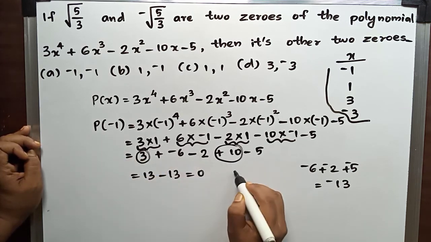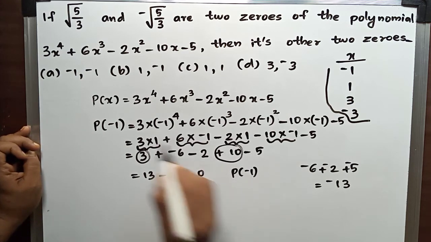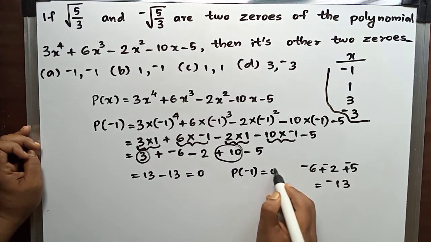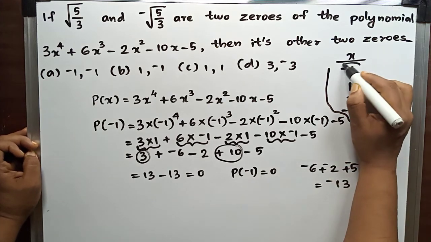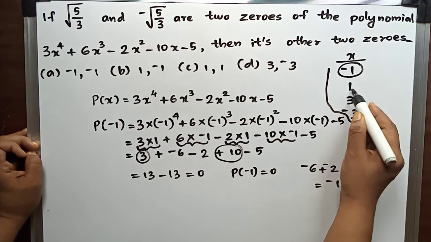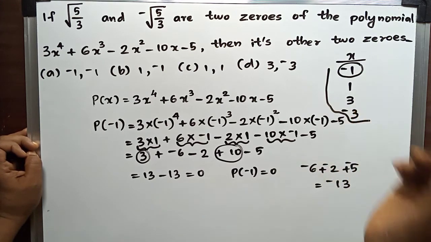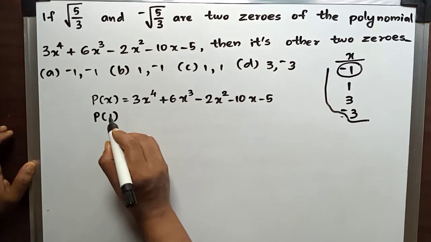See, P of minus 1, we were actually calculating what is the value of P of minus 1. P of minus 1 became 0. That means minus 1 is one of the zeros of the polynomial. Next, we have to check with 1. So we can calculate P of 1 like this.